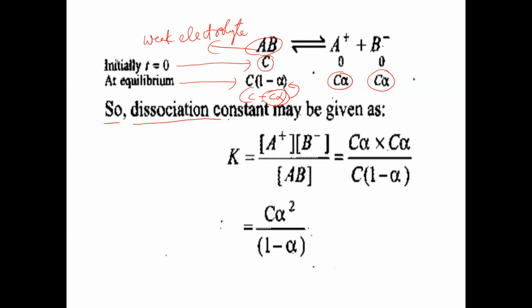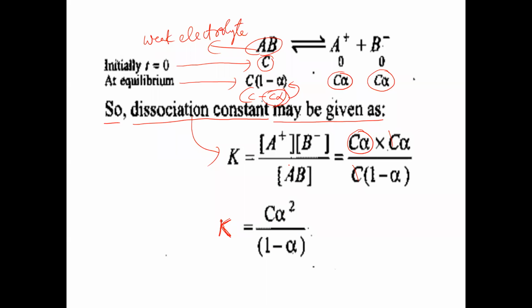So the dissociation constant, or ionization constant, is given by K equal to the concentration of A plus into the concentration of B minus divided by the concentration of AB. The concentration of A plus is C alpha, B minus is also C alpha, divided by AB concentration left over, which is C of 1 minus alpha. C and C get cancelled. Then what will be left over? C alpha square by 1 minus alpha. So K is equal to C alpha square by 1 minus alpha.